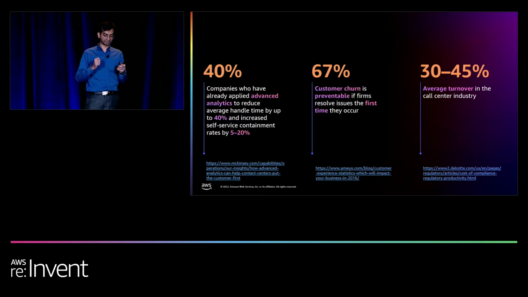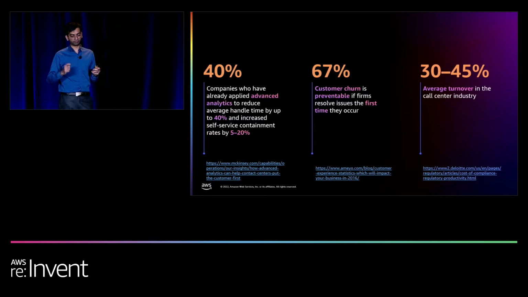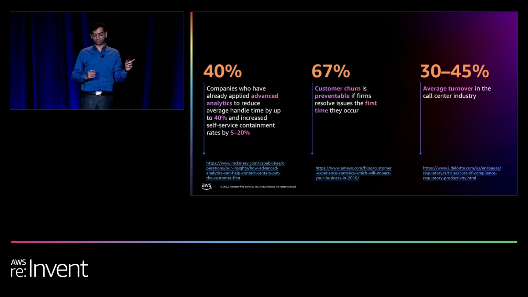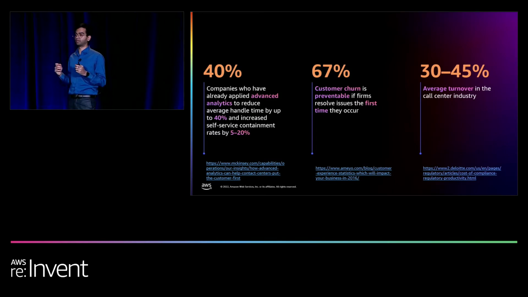Next key statistic, 67% of customer churn has been found to be preventable if firms resolve issues the first time that they occur. This highlights how important it is to know what issues your customers are facing and what is impacting your contact center.